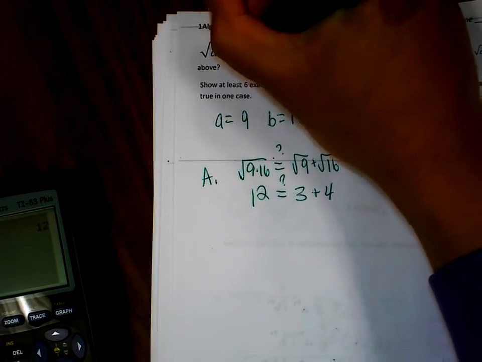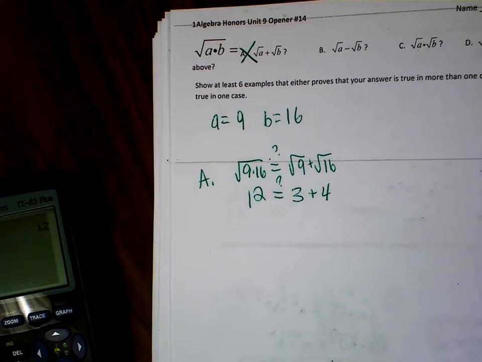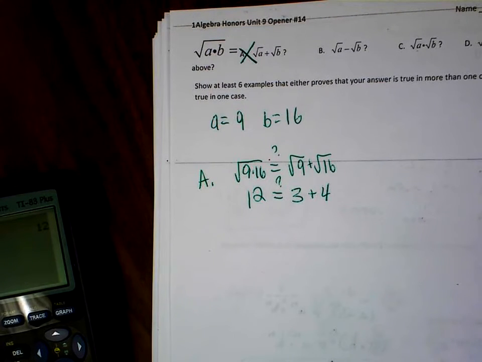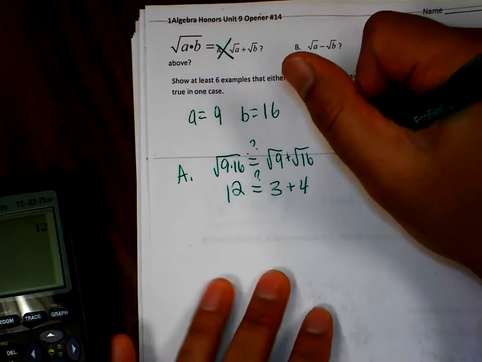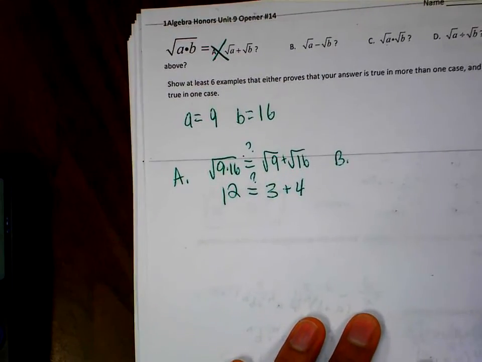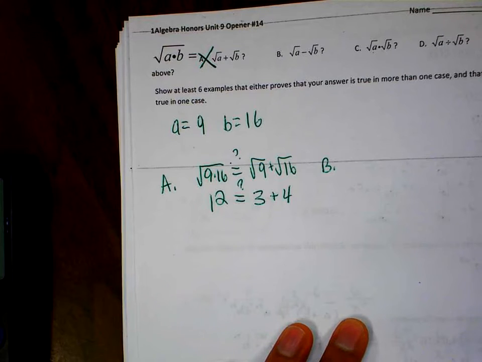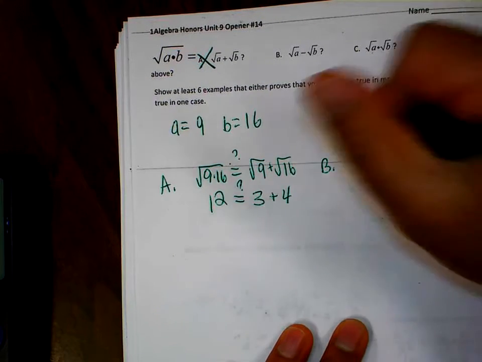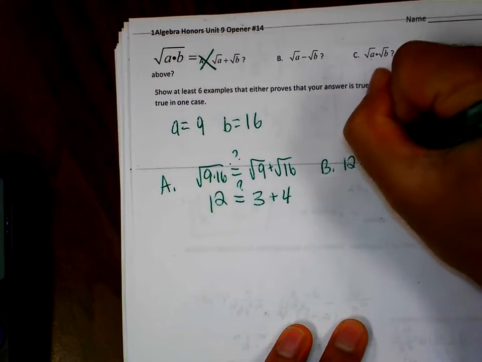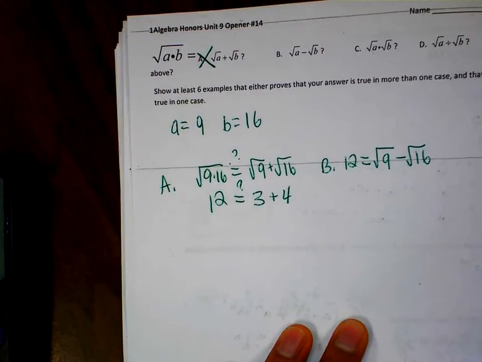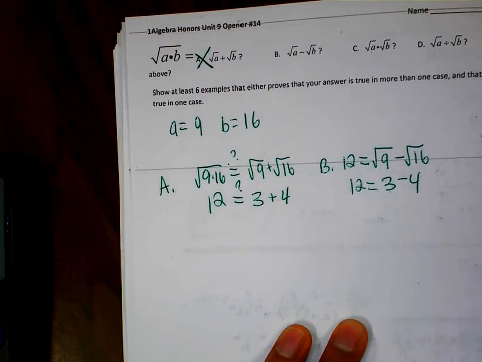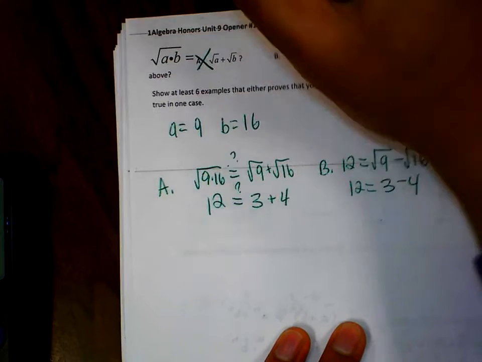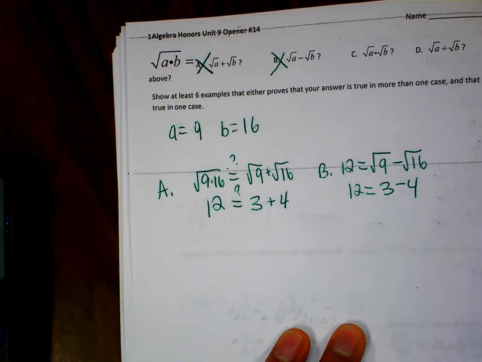So if it's not true for the one you pick, then it's probably not true for anything. But sometimes when you find one that is true, it's not always true for everything. So this one, no, not A. Okay, so let's try B with the same numbers. When we get one that works, maybe we try a few more to make sure it works for a lot of different cases. So is 12 the same as the square root of 9 minus the square root of 16? Well, that's 3 minus 4, and that is not true either. Right? Negative 1 is not 12. So that's another case not true.